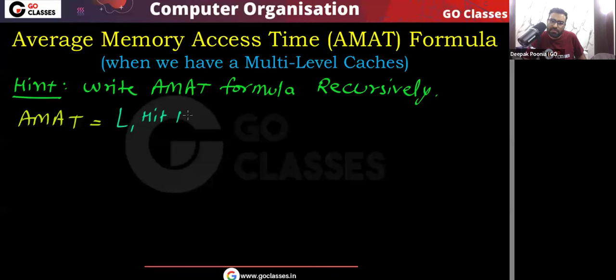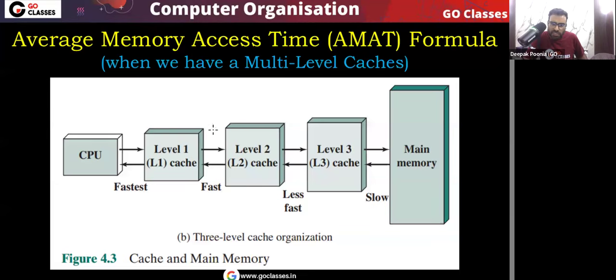L1 hit time, plus, because remember, for every memory request generated by the CPU, we will always access the L1 cache first. We will check whether there is a hit or miss here. We will pay the L1 miss penalty only for the L1 miss rate. When there is a miss in the L1 cache, then we have to pay the penalty.